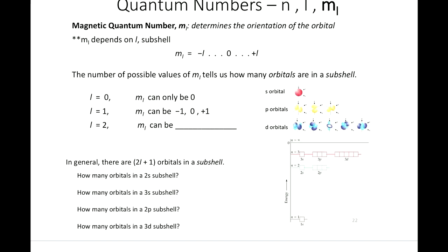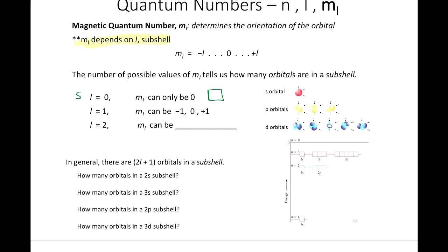So here is the rule. Depending on which L subshell you're in, so S, P, D, L of 0, 1, 2, etc., the possible number of orientations depends on the L number that you have. So the rule is all of the integers between your positive L and negative L. That means an L of 0, or an s orbital, can only have one orientation, an ML of 0, because plus or minus 0 is just 0, and there are no integers between that. So in practice, there is one box in an S subshell.